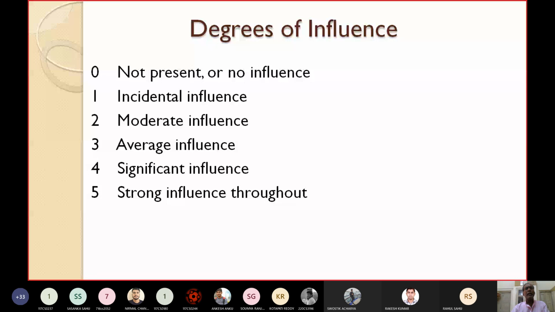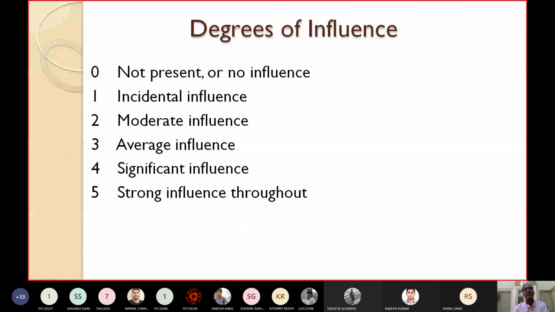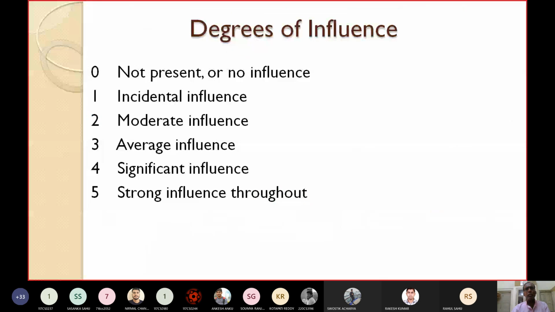Now, I have already told you the values of the influences for the 14 system characteristics. So these are the possible values. Now you have to take the 14 characteristics one by one and see whether each has no influence, little influence, or moderate influence. Accordingly, you put in the values from this list.